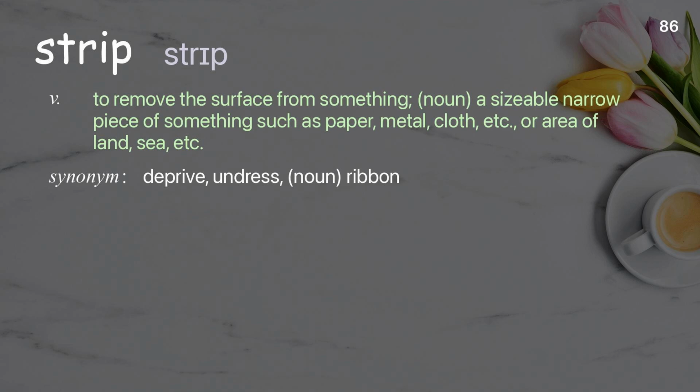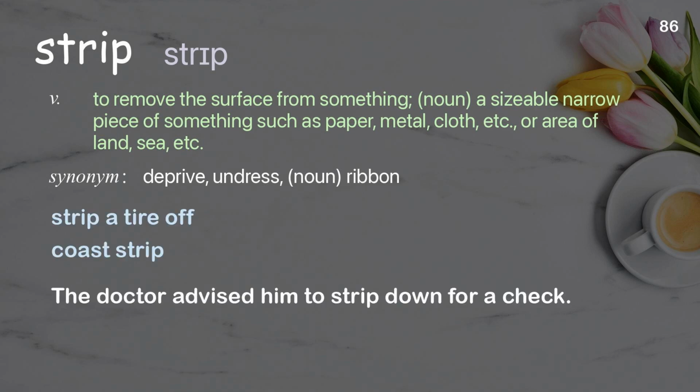Strip: to remove the surface from something. Noun, a sizable narrow piece of something such as paper, metal, cloth, etc., or area of land, sea, etc. Examples: strip a tire off. Coast strip. The doctor advised him to strip down for a check.